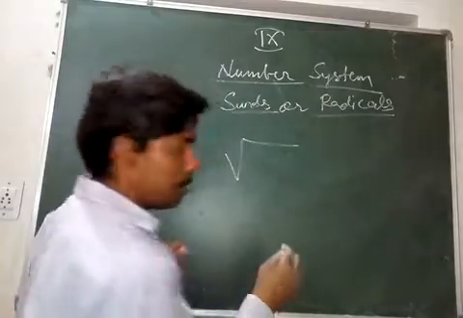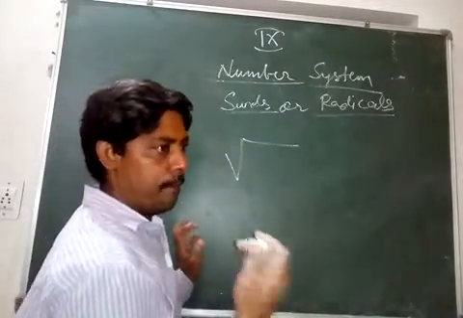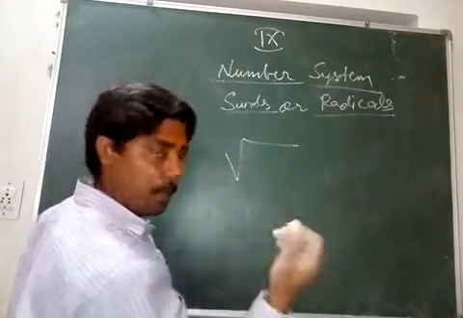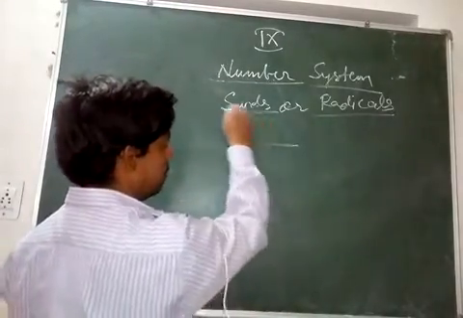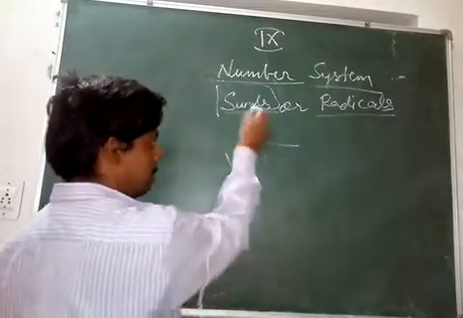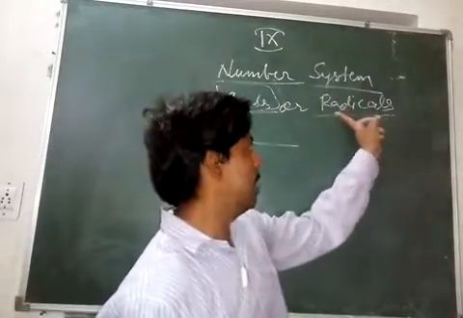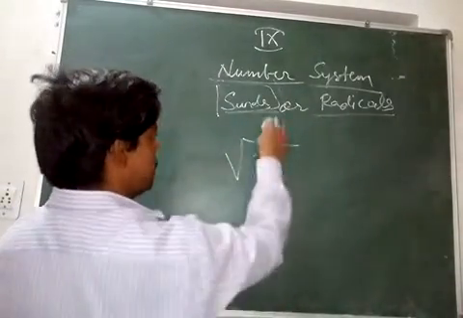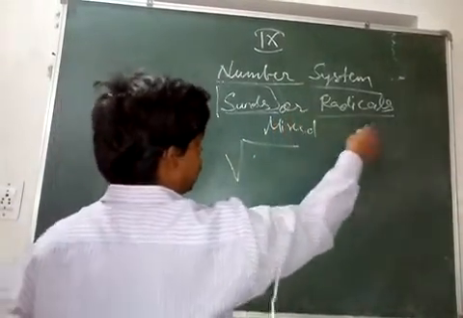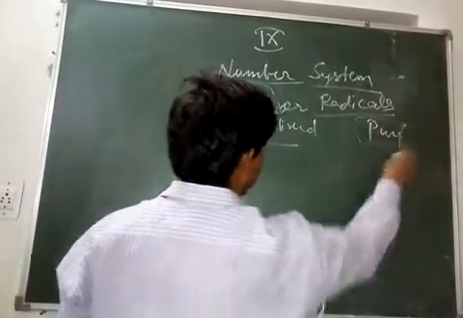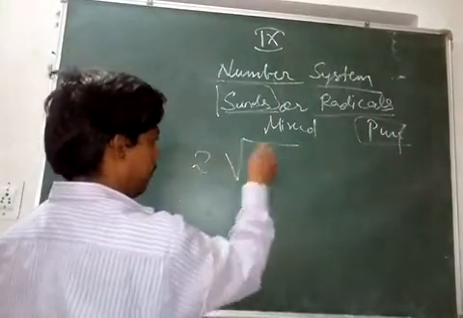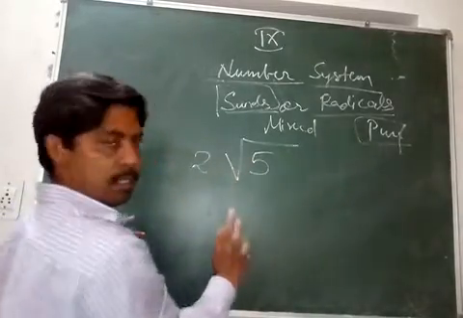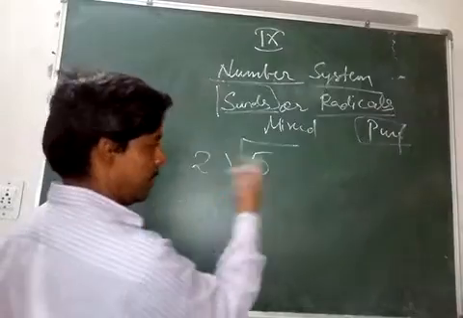There are two types of radical sign that we are going to study: mixed and pure. So what is a mixed radical and what is a pure radical? These are also sometimes known as surds, and radicals. So there are two types of surds or radicals: one is mixed, another is pure. What is a mixed surd? Like 2 root 5. One number is outside the radical sign, another is inside. This is called mixed. Pure is if I just try to bring everything inside.